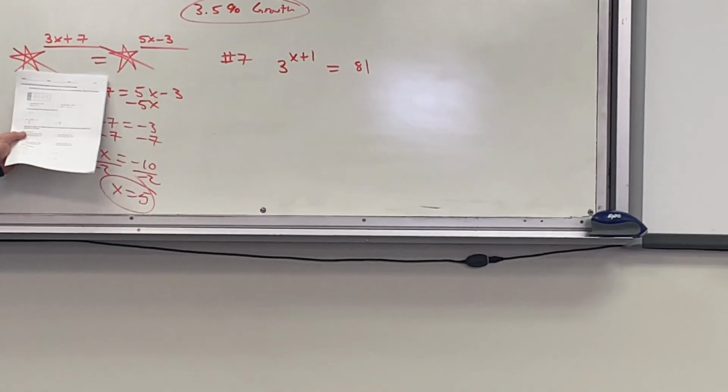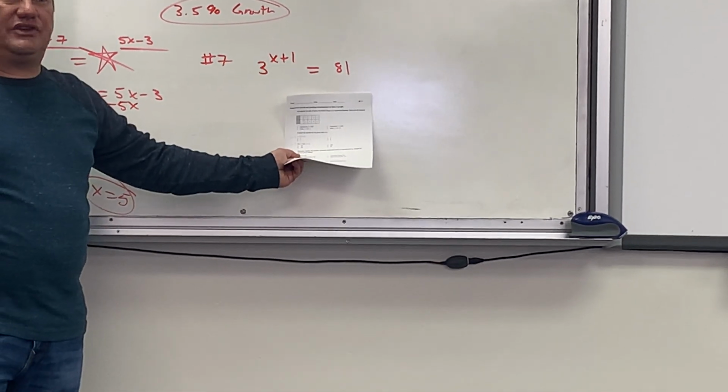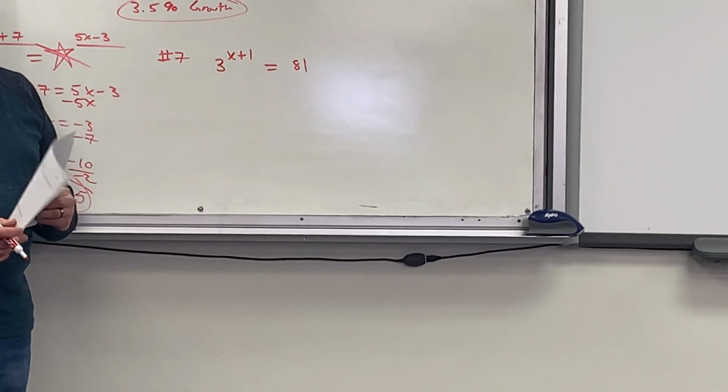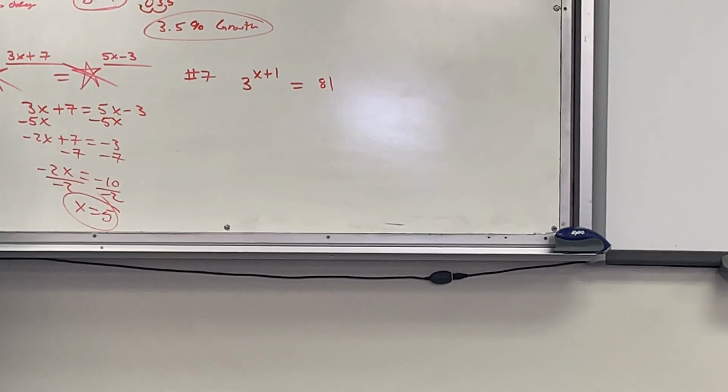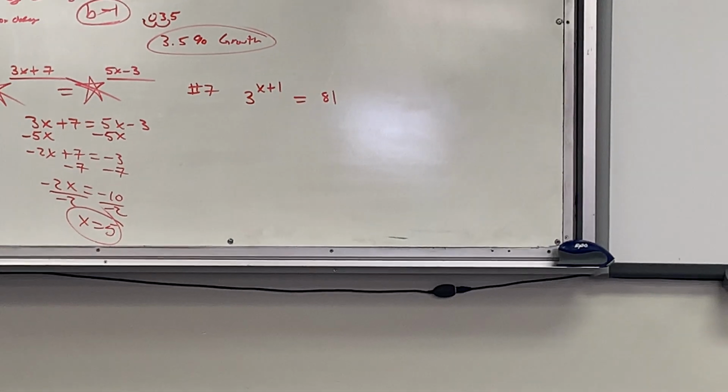What's the difference? The bases are the same here, and the bases aren't the same here. What do I do when the bases aren't the same? Something you might want to write in your notes. What's the first step when the bases aren't the same? Yeah, I break it down. Factor tree it down, right? I want to factor tree it down.